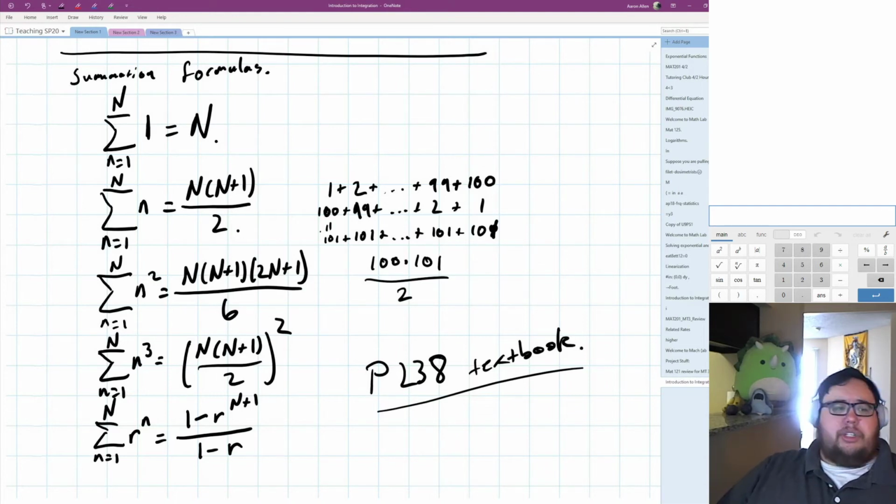Does anybody have any questions before I give you some problems? For all of these summation formulas, they only work if n equals 1? Yeah, there are versions of them for starting at a different spot. For instance, if you wanted to go from j to big N, you could do the sum from n equals 1 to big N minus the sum from n equals 1 to j. Right, okay. But generally, yes, these formulas are only for starting at 1.